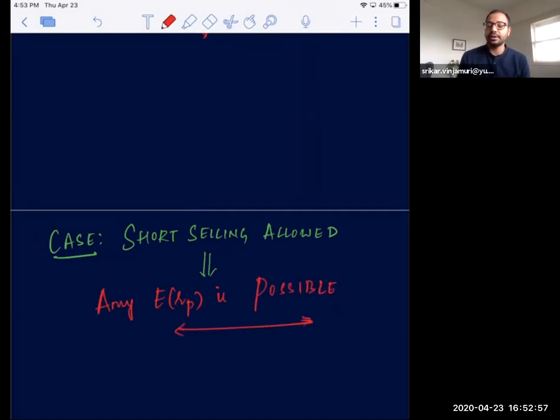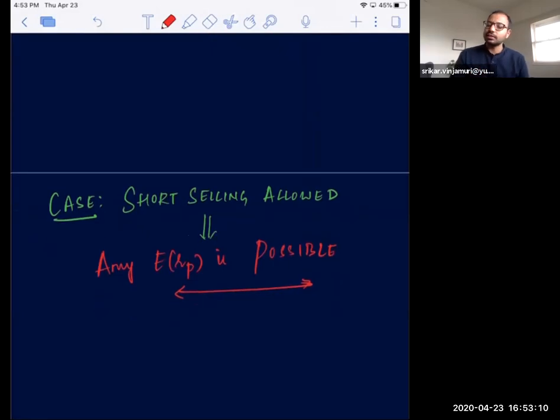You want 100% return, we can generate it. You want a 500% return, we can generate it. You want a 2000% return on the portfolio in expected return terms, we can generate it just using 2 risky assets, right? So the intuitive understanding is that short selling in a certain sense allows for debt, right?